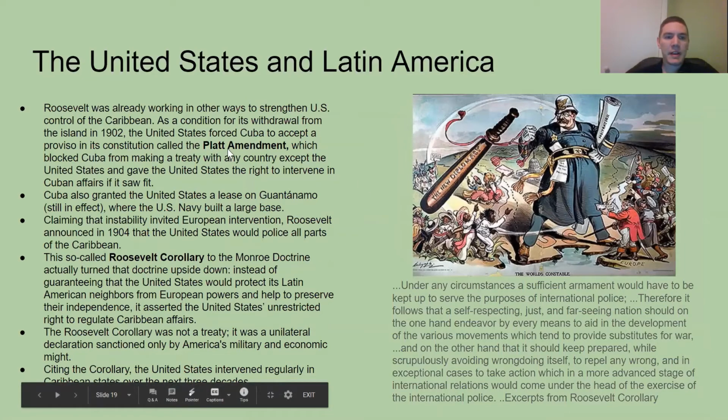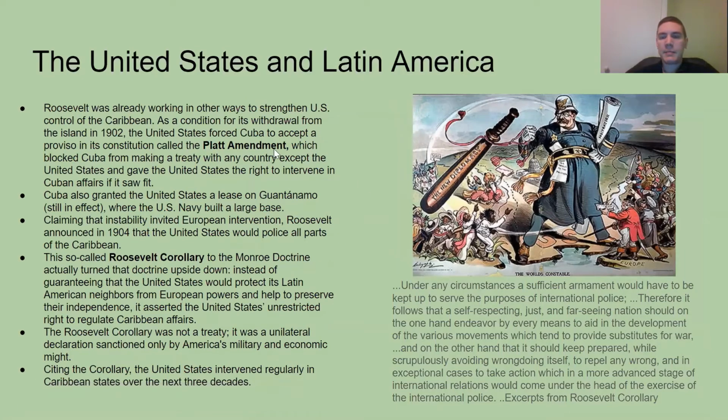The Platt Amendment makes Cuba a protectorate of the United States, so we can intervene there if we see fit, but they're pretty much independent.